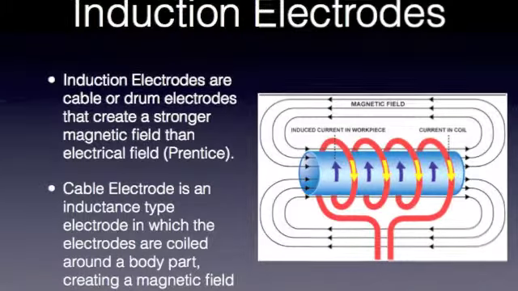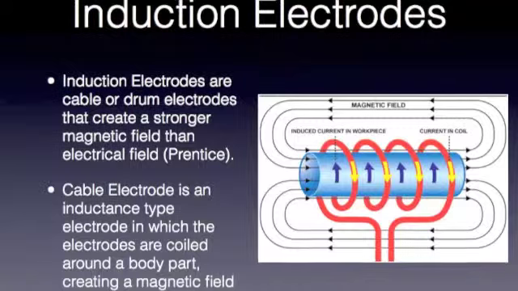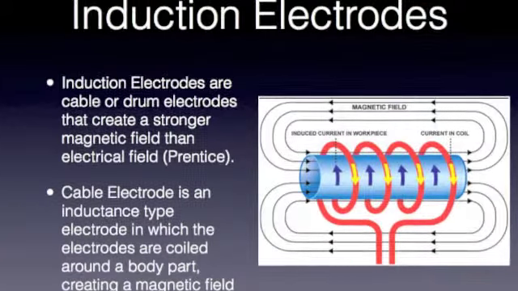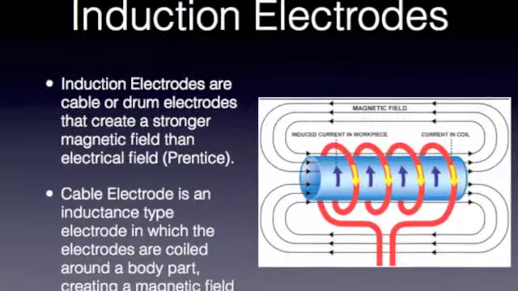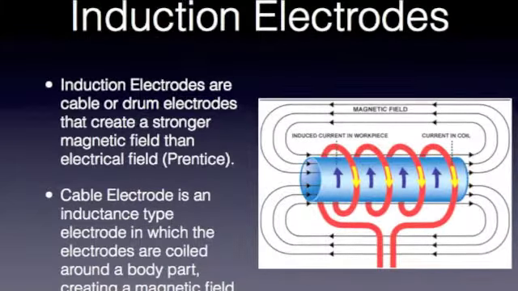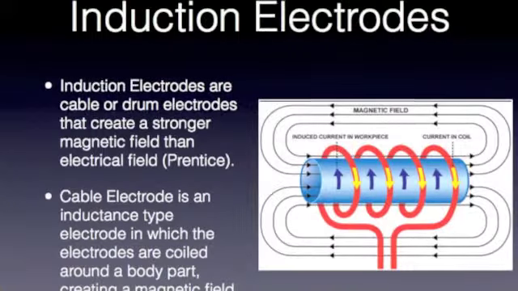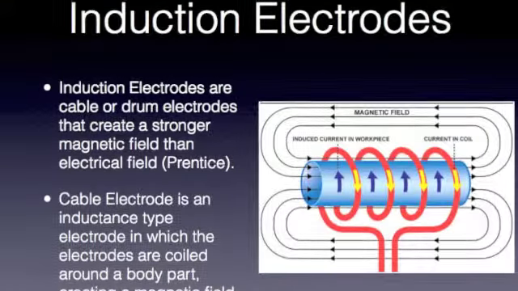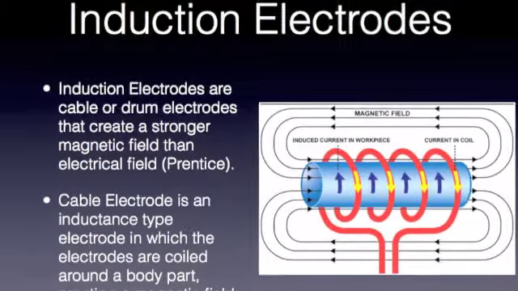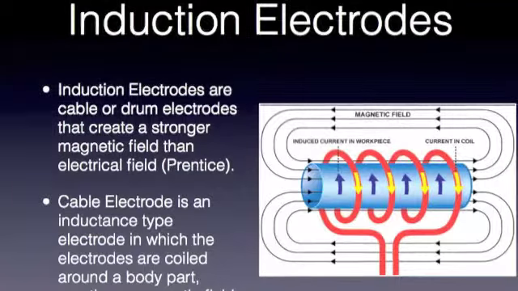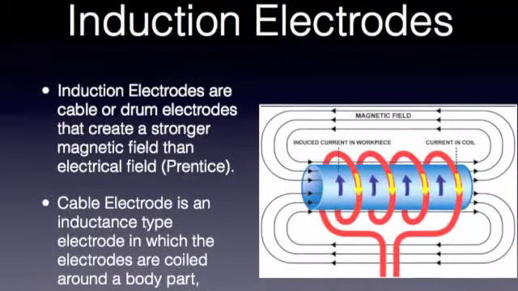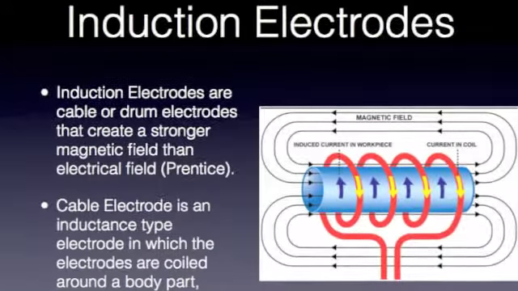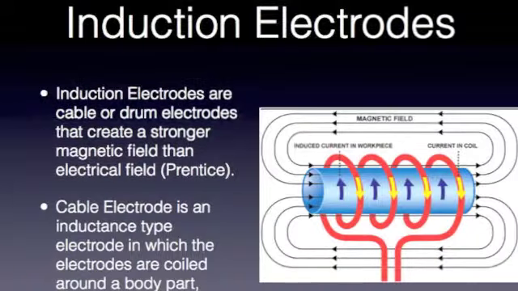Next, we look at the induction electrode. Induction electrodes are cable or drum electrodes that create a stronger magnetic field than electrical field. A cable electrode is an inductance type electrode in which the electrodes are coiled around a body part, creating a magnetic field. In the picture, this is kind of just a generic photo, but normally the limb would be the blue portion, and then the red portion will be the cable wrapped around, kind of like a light bulb filament. And the magnetic field is created on top and on the bottom.